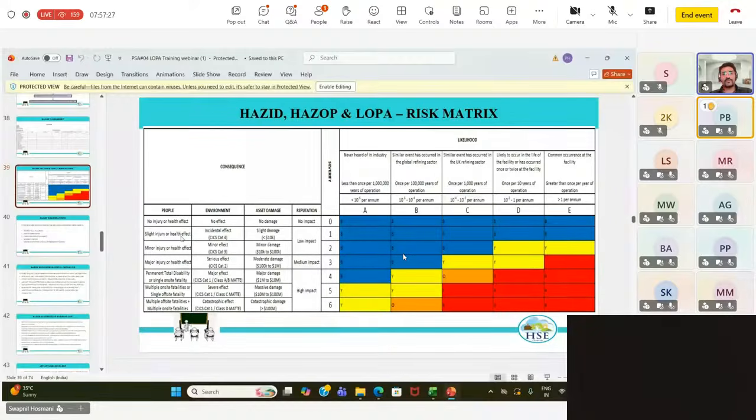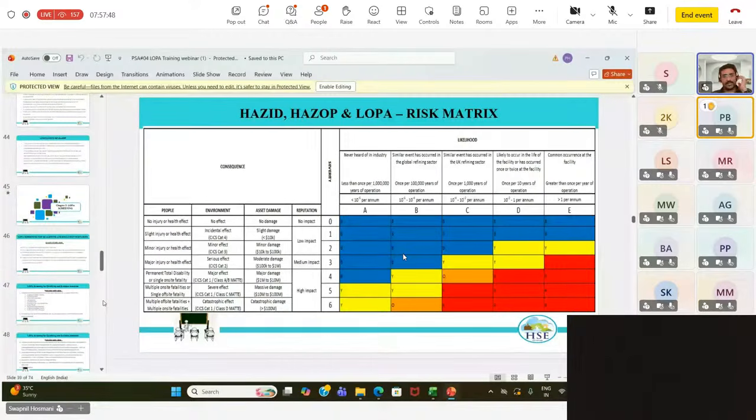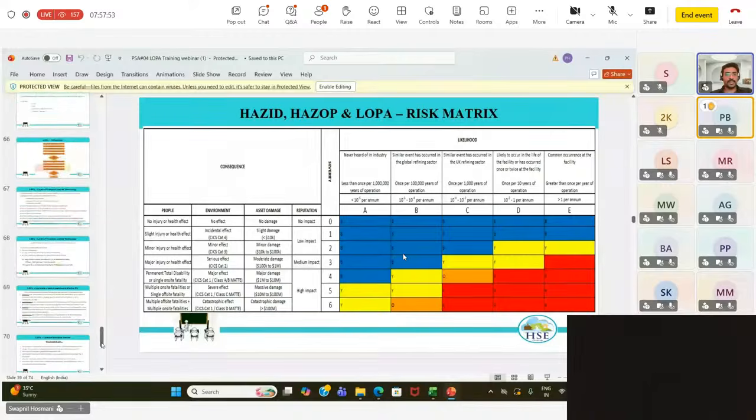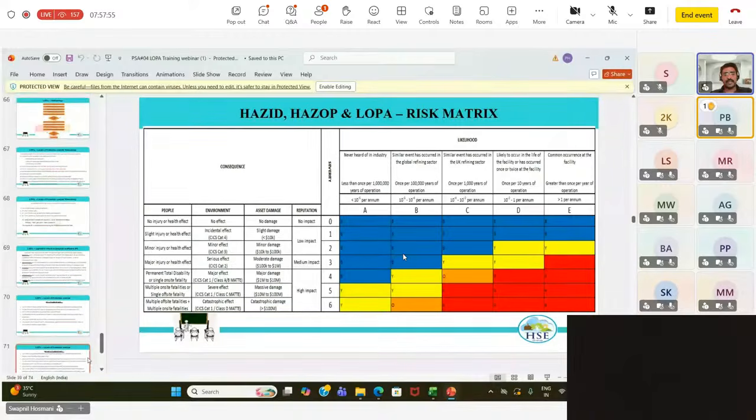But if your client wants it for environmental, whether it is a minor impact or a small impact, or asset damage based on the value: 1 million to 10 million, 10 to 100 million, or more than 100 million. Or based on reputation. Reputation is also important because, like the BP Macondo, it left a black spot on BP's performance in spite of all the conservative safeguards it has in its design. So reputation could also be impacted, and that is why a separate study can be done for reputation also.